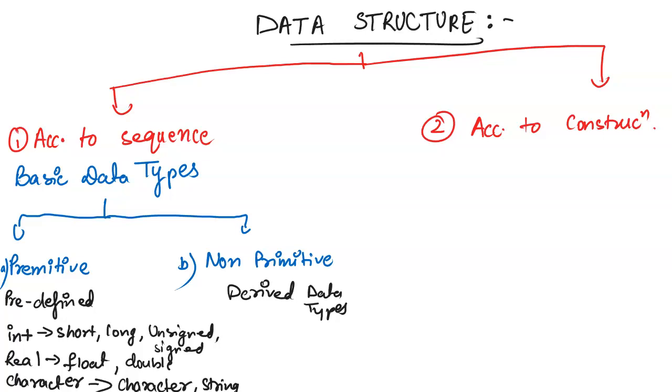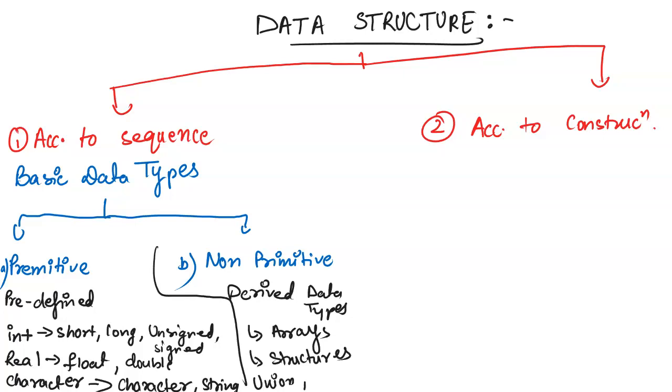Now let us see the non-primitive data type. These are basically derived data types. They include arrays, structures, union, and the last one, enumeration. So this is for the non-primitive data type. As we have seen according to sequence, now let us see according to construction.